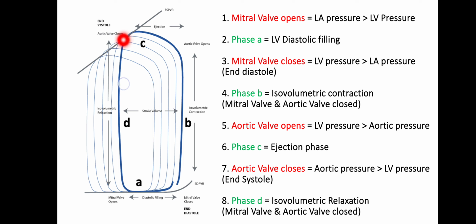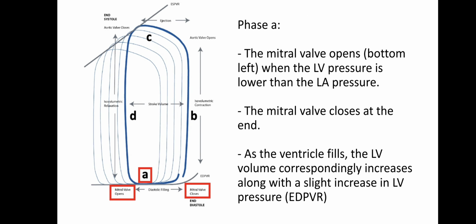At this point the pressure in the LV is the LV systolic pressure, that is the highest pressure, and the volume is the LV end systolic volume. Then phase D starts, that is the isovolumetric relaxation. Both the mitral and aortic valves are closed in this phase. I hope you have got a brief idea about this curve now. We will be explaining the phases now.